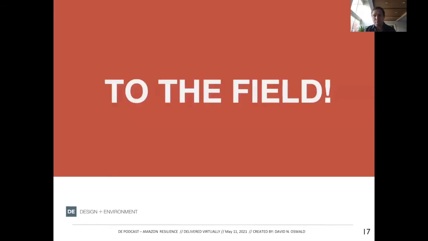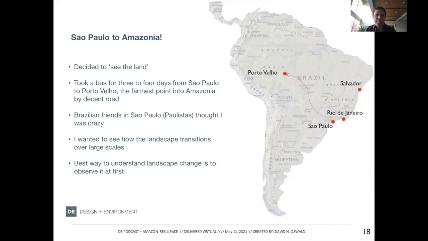So to the field at that point in time, with a good handle on the data and the satellites and all that kind of stuff, I went to the field to see the land, right? So you can see on the right there, we have Salvador in the top right. We have Rio de Janeiro and Sao Paulo. So I went, now, I mean, this isn't common.